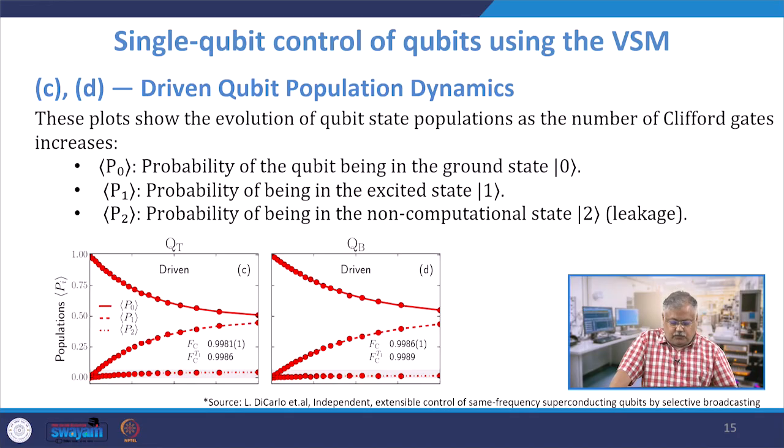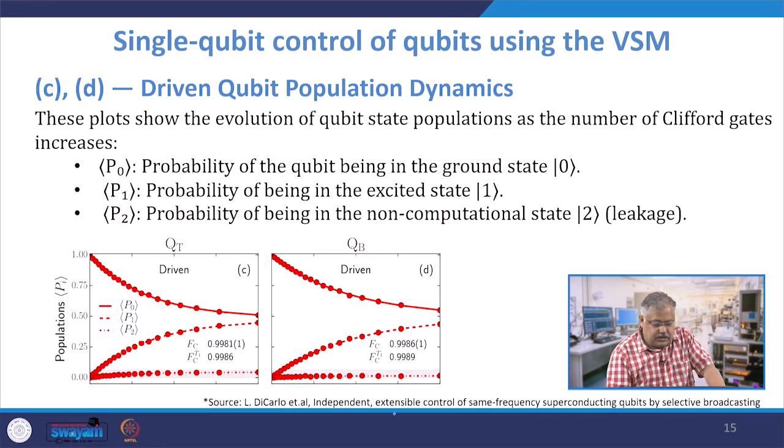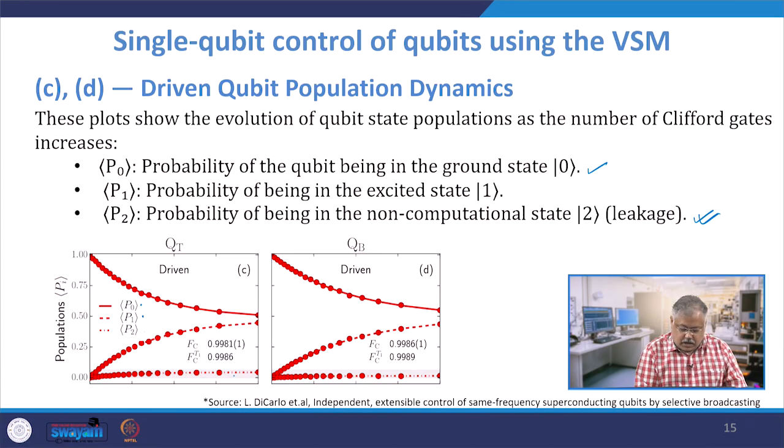If you come to C and D, which is this one here, P0 is basically the probability that the qubit is in the ground state 0, P1 is the probability of being excited to the 1 state, and P2 is the probability of being in a non-computational state. When I say non-computational state, it primarily means an indeterministic state, and that is referred to as a leakage state. If you look at QT and QB, in both diagrams the driven state has a relatively larger probability, right. This is P0, this is P1, and this is P2.